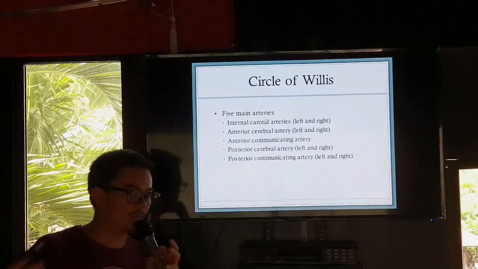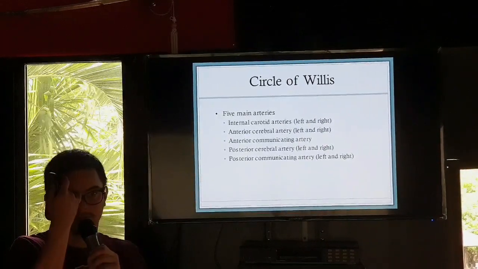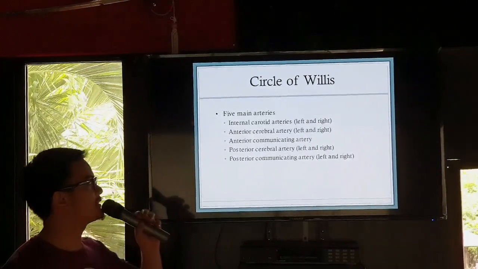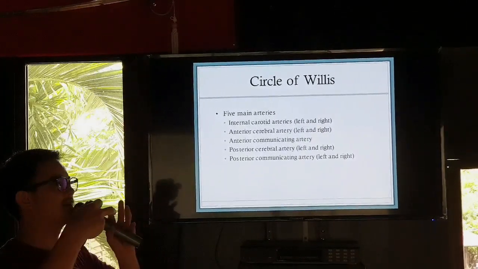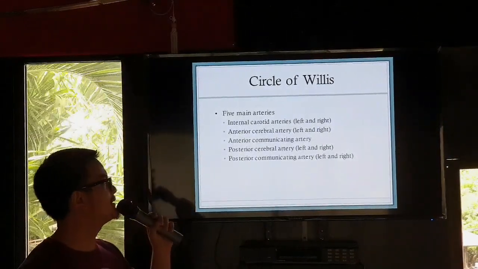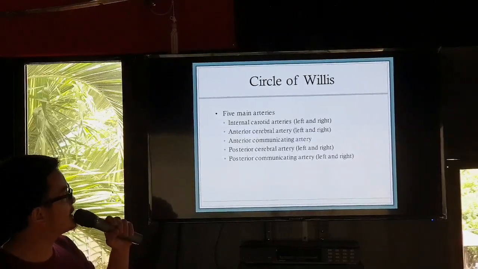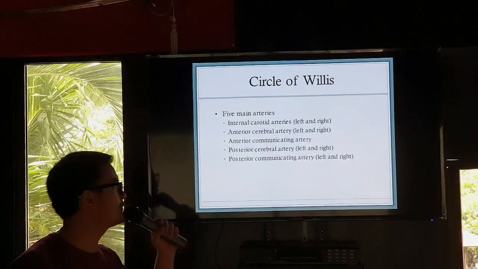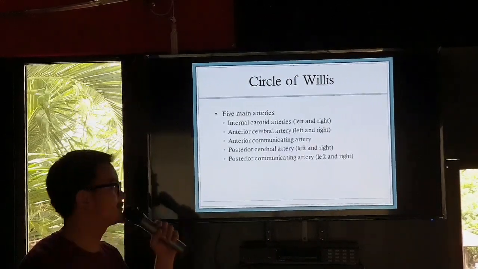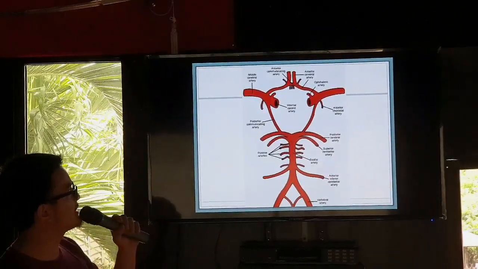And of course, when talking about the circulation of the brain, you have to know the circle of Willis. The circle of Willis is basically where the anterior and posterior circulation are adjoining each other. Okay, so you have 5 main arteries, of course, the internal carotid, left and right. You have the anterior cerebral artery, anterior communicating, the posterior cerebral and posterior communicating. So it forms approximately a circle. It's actually a polygon because it's not really circular. So this is how it looks like.